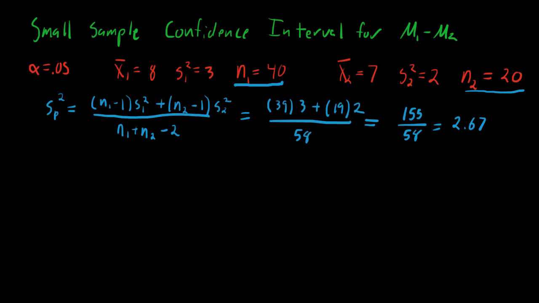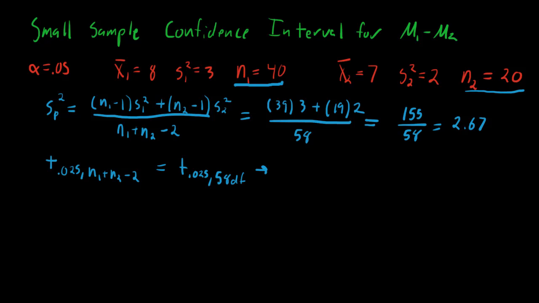So now that we have our Sp squared, the next piece of information we need is our t of alpha over 2. So we have t of alpha over 2, and we have alpha is 0.05, so alpha over 2 is 0.025. And then we need it for the degrees of freedom. And if we look, our degrees of freedom calculation is n1 plus n2 minus 2. So we get t of 0.025 with 40 plus 20 is 60, minus 2 is 58 degrees of freedom. So 58 degrees of freedom.